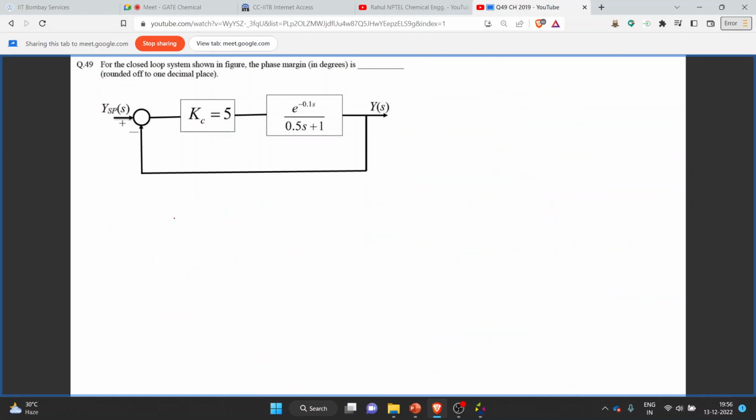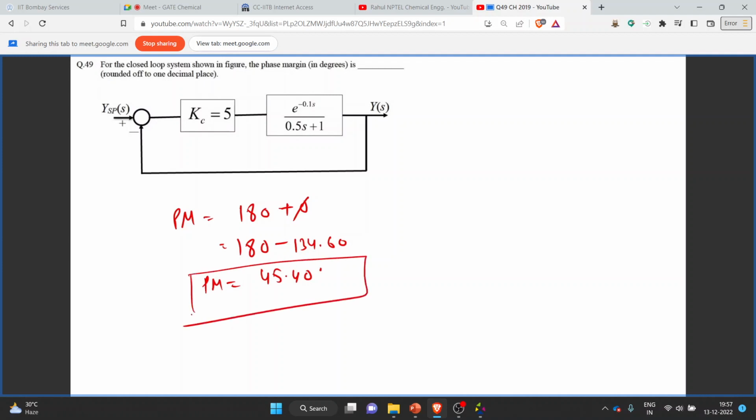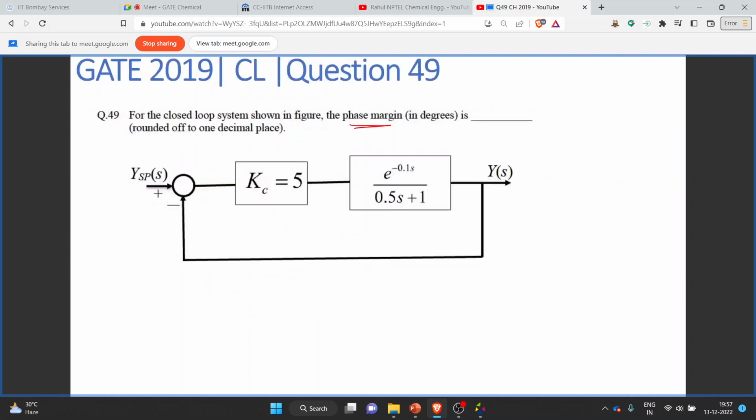Now for the phase margin, we can simply add 180 to it. That is 180 minus 134.60. So we will be getting the phase margin as 45.40 degrees. So for the given system, we can write the phase margin as 45.4 degrees.